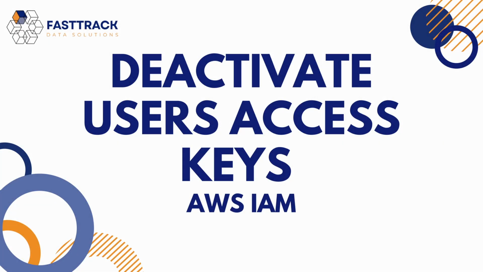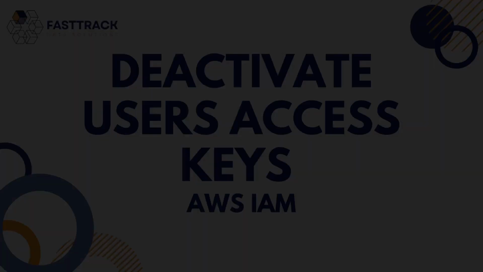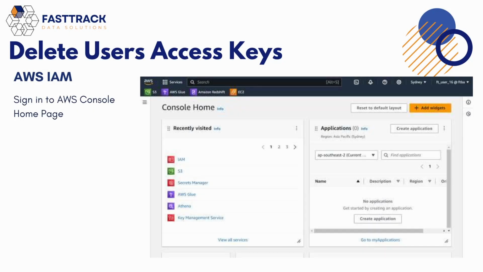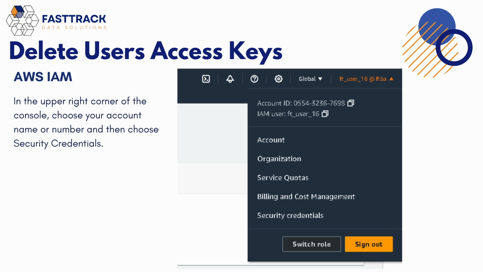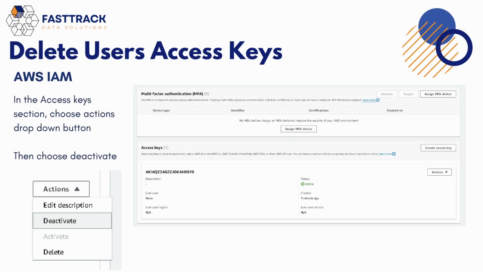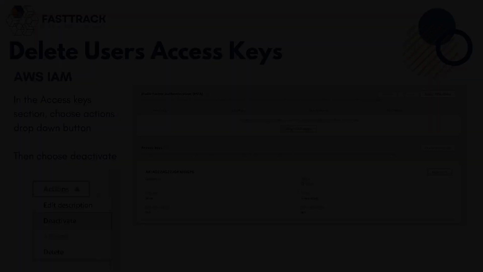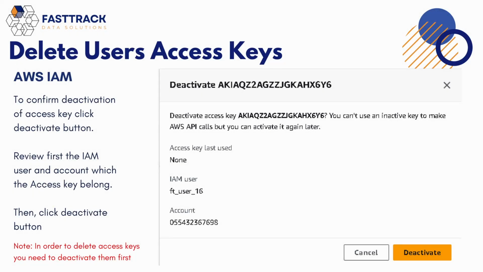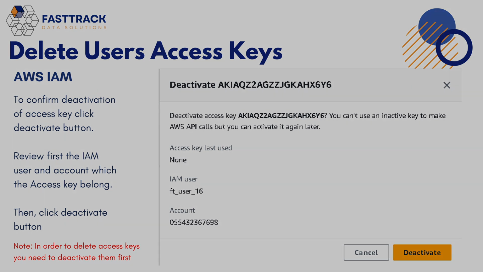Next is deactivating user access keys. Similar to the previous step, go to the AWS console home, then on the upper right near your account name, click on the drop-down and choose Security Credentials. Under Access Keys section, click on Actions drop-down, then click on Deactivate. A pop-up window will appear for deactivation confirmation. Once confirmed, click on Deactivate. User access key is now deactivated.